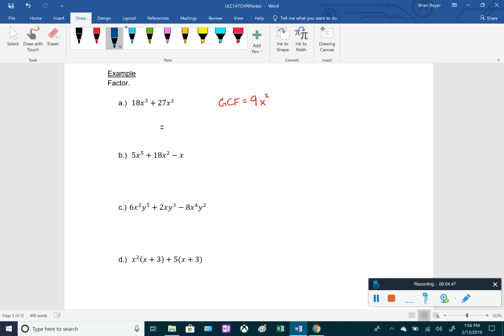So what we're going to do is factor that out front and see what we have left over. If we're factoring that out front, we're dividing it out front. 18x cubed divided by 9x squared: 18 divided by 9 is 2, x cubed divided by x squared is x. Plus 27 divided by 9 is 3, and x squared divided by x squared is 1, so they cancel. That's our factored form: 9x squared times 2x plus 3. And keep in mind you can distribute to check to make sure you did it right.